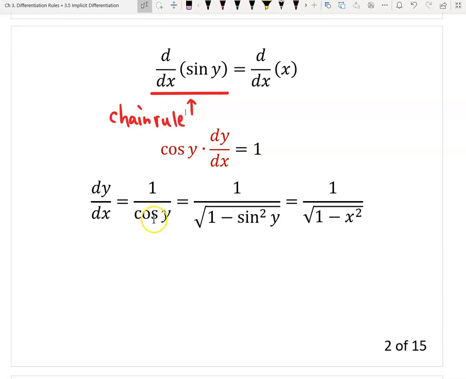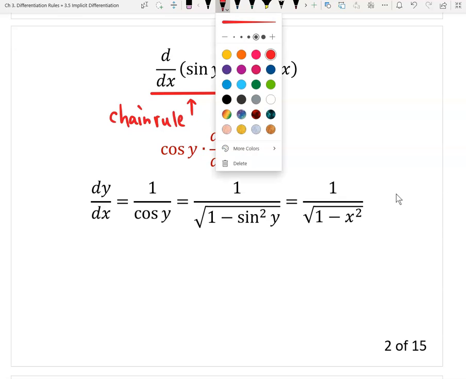But here is not a sine y. Here is a cosine y. We can make a cosine y to sine y. What is the link? The Pythagorean, right? The most famous trig identity we learned before. Let me show here. Pythagorean.